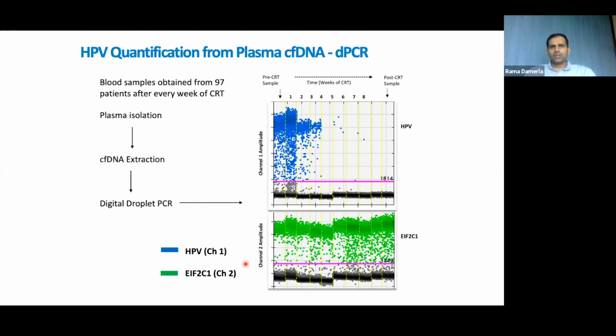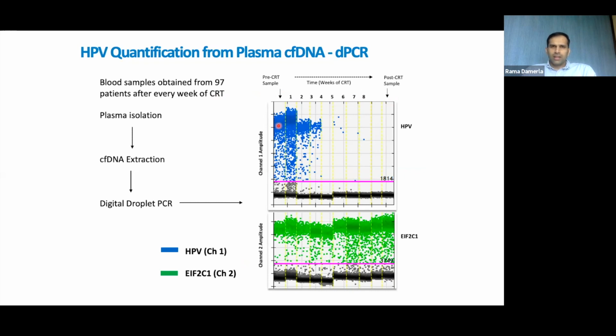Then we collected blood samples from around 100 patients, and for every patient we collected around 10 samples. We collect them before treatment, which is chemoradiation therapy, CRT. We collect a patient sample before treatment, during every step of the treatment, and post-treatment.